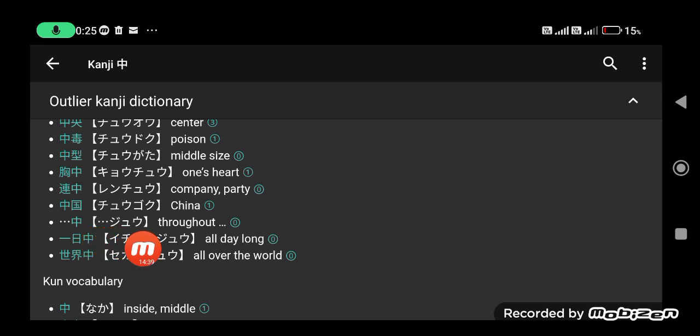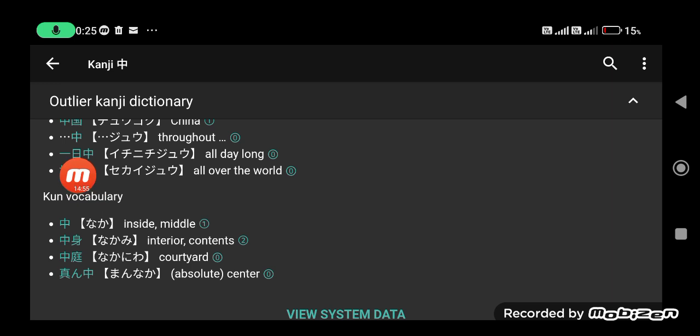This blah blah blah ju means throughout. An example of it is sekaiju, meaning throughout the whole world, throughout the earth. And now ichinichi ju, all day long. Ichinichi, the whole day, is actually ichinichi. Ichinichi ju means throughout the whole day, or all day long. Or sekaiju, all over the world.